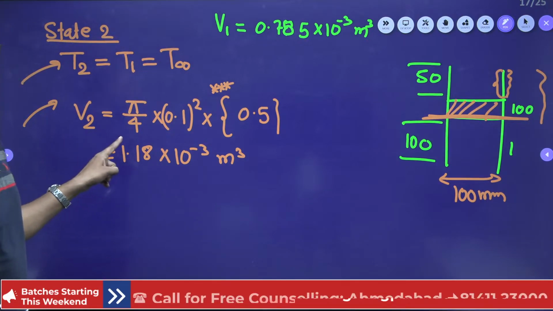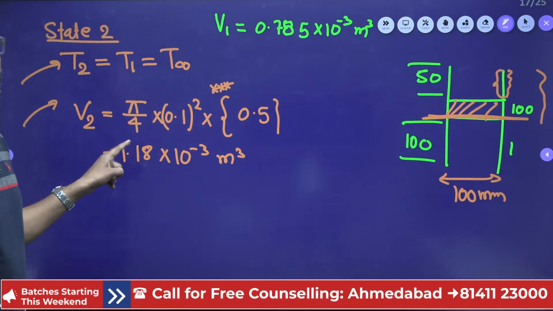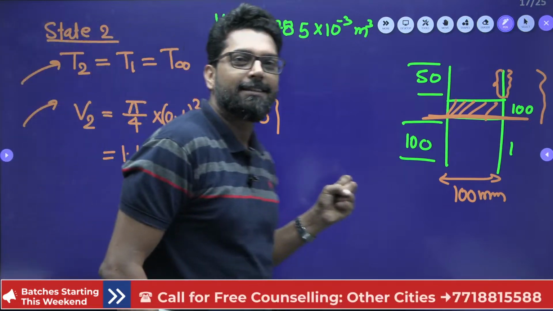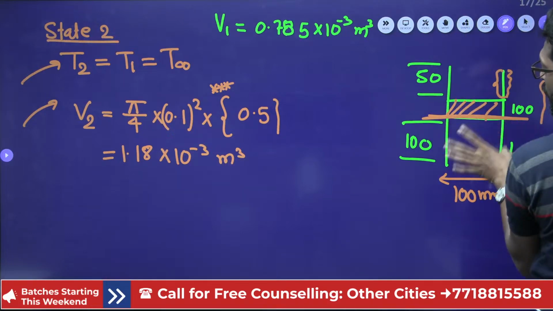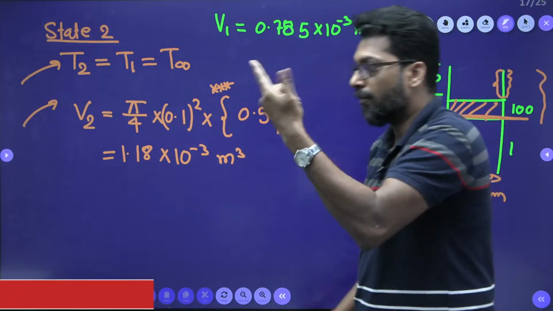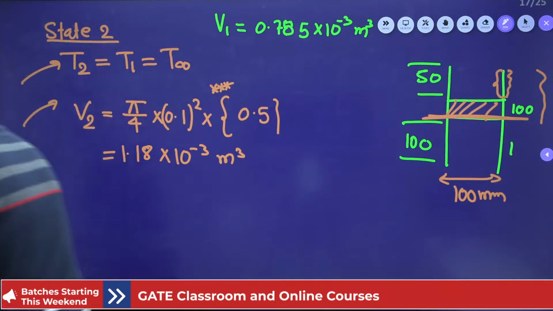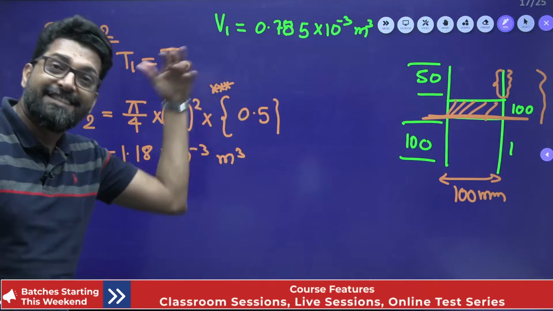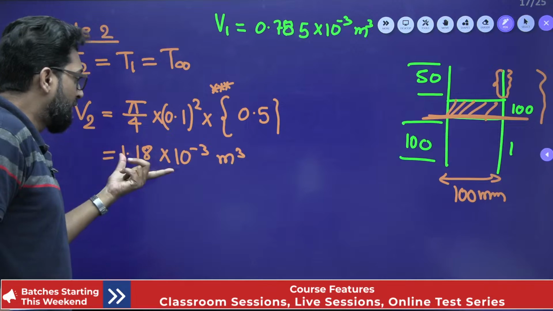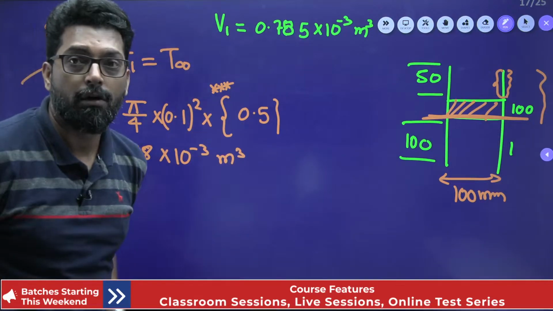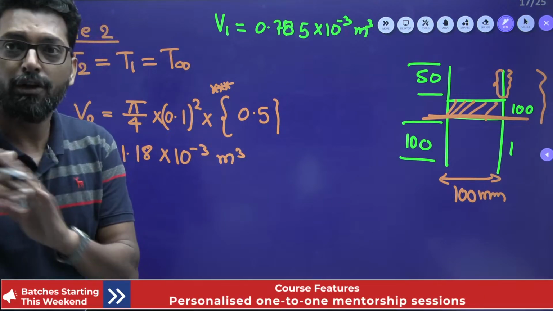This is V2. That means volume will increase. Yes, that means it will move. Volume will increase, so V2 must be greater. Accordingly, you can check whether your answer is correct or not. If the volume is less than this one, your answer is wrong. That means your process is wrong. You are doing it the wrong way.